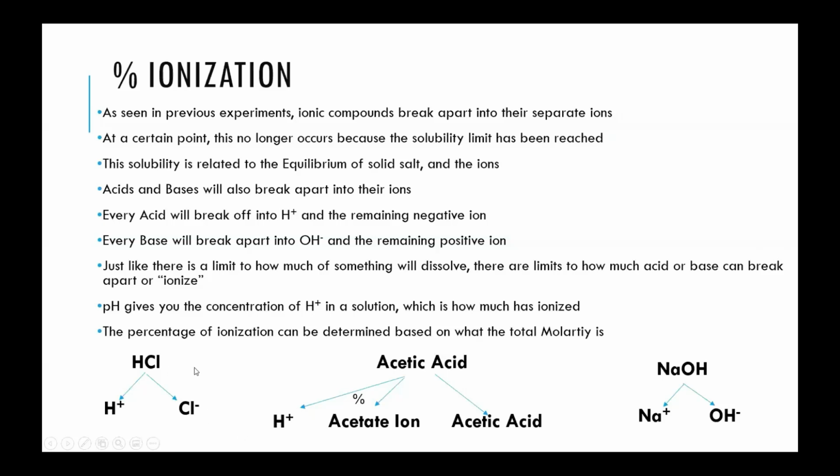So hydrochloric acid is a strong acid. If you have a 1 molar solution of hydrochloric acid, it fully breaks apart into its separate ions. That means there will be 1 molar H plus and 1 molar Cl minus. Sodium hydroxide is a strong base. And again, it breaks apart completely into its separate ions. If you have 1 molar sodium hydroxide, that means you have a solution of 1 molar sodium ions and 1 molar hydroxide ions. These are a strong acid and base.